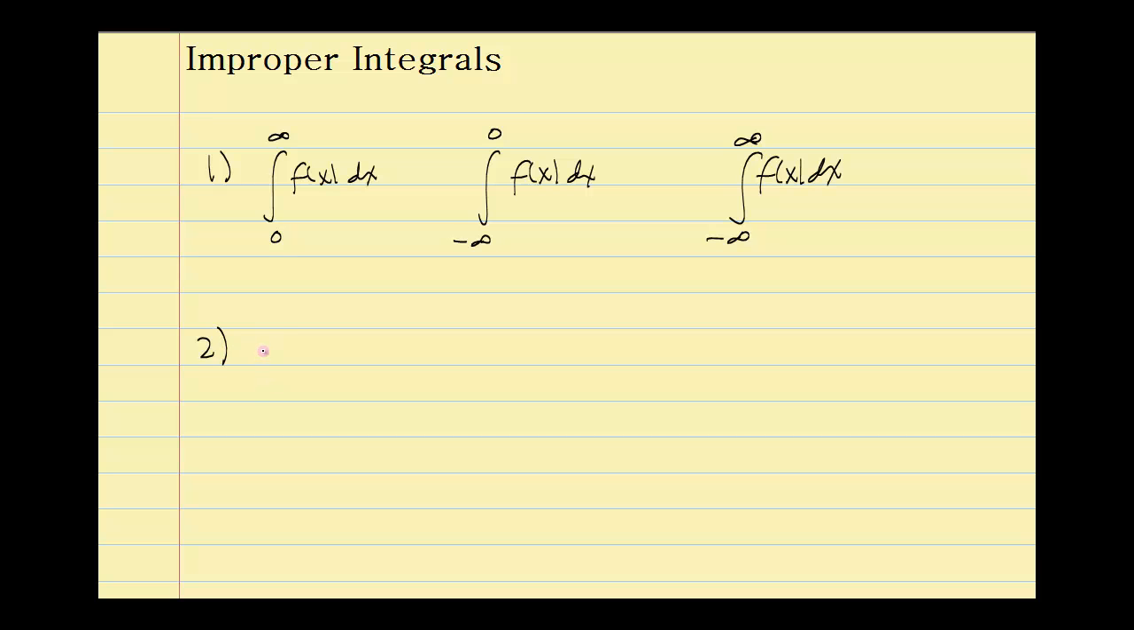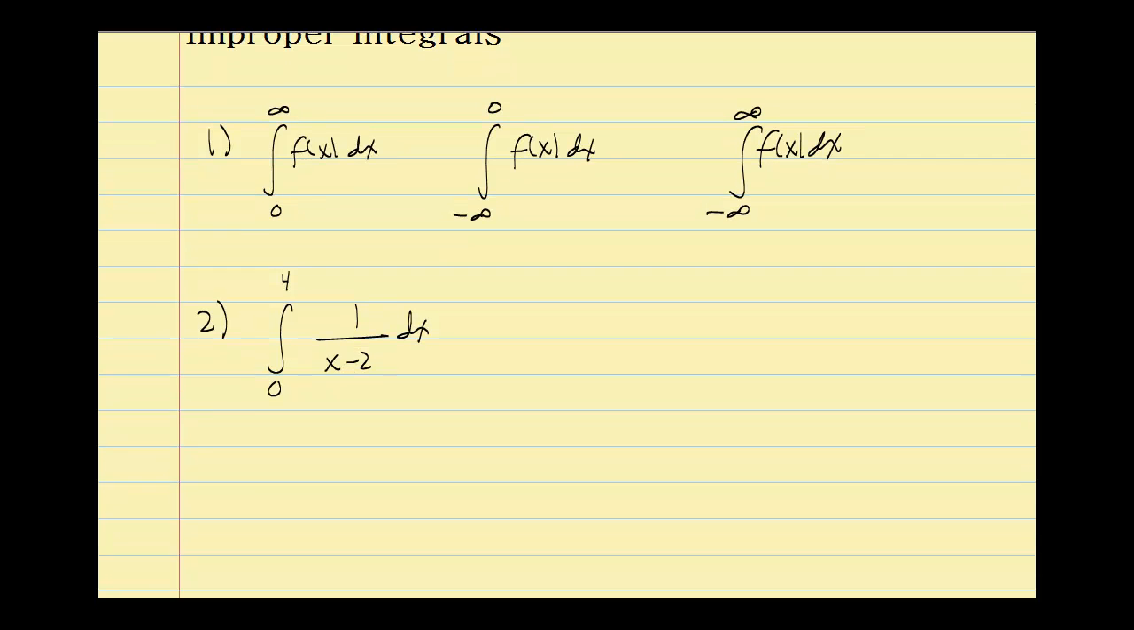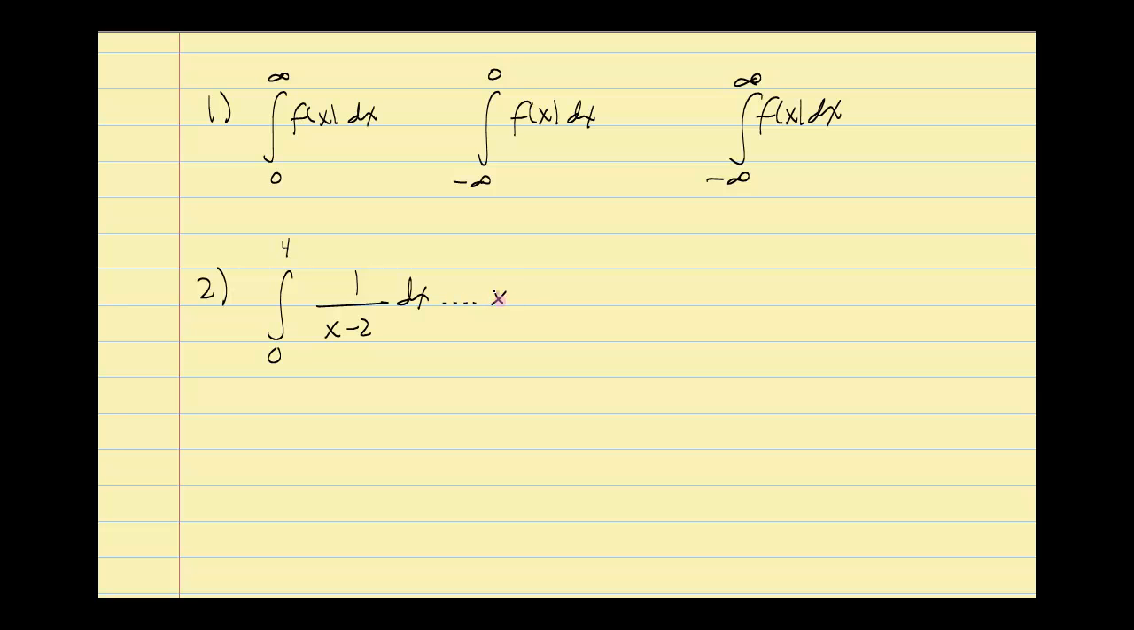The second reason an integral could be considered improper is because of a discontinuity. So let's consider the integral of 1 over x minus 2 dx. If we look at this between 0 and 4, we realize that at x equals 2, this denominator is equal to 0, and the fraction is undefined, so I have a discontinuity here. So x cannot equal 2, but that's a problem because 2 is in the interval between 0 and 4. I have a discontinuity at 2.